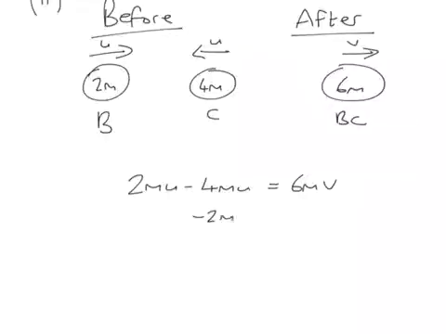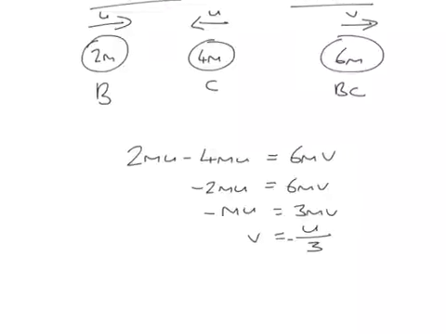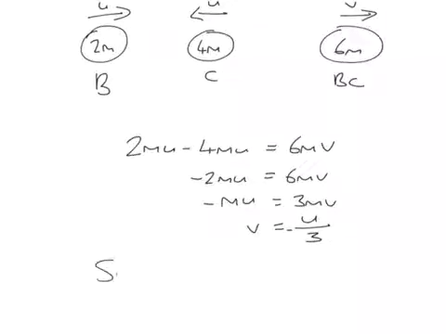That means minus 2mu equals 6mv, meaning minus mu is 3mv, which means v comes out as just minus u over 3. So the velocity is minus u over 3, which means the speed, which is just the magnitude of the velocity, is going to be u over 3 meters per second.